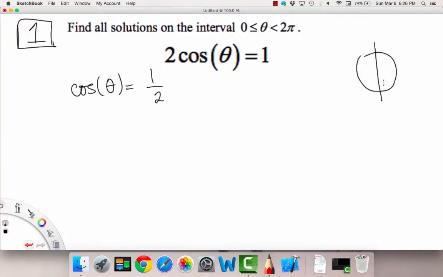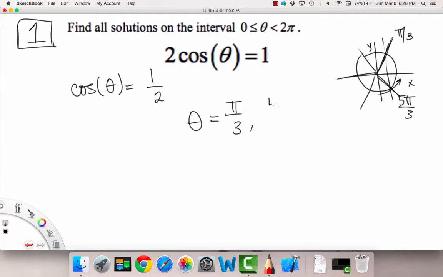Cosine corresponds to the x value, so here's x and y. X equals 1/2 is here, so then we're just going to find those angles and identify those. That's going to be pi over 3, and this is going to be 2 pi over 3, 3 pi over 3, 4 pi over 3, and 5 pi over 3. Then we're back to 2 pi, and that's all they wanted, was for us to go around the unit circle once. So our answers are theta equals pi over 3 and 5 pi over 3. Those are our two solutions there.